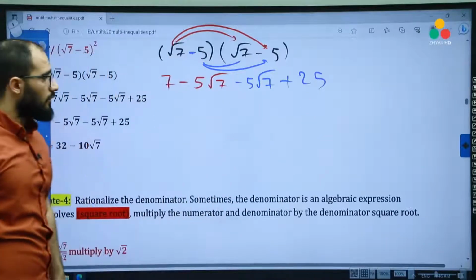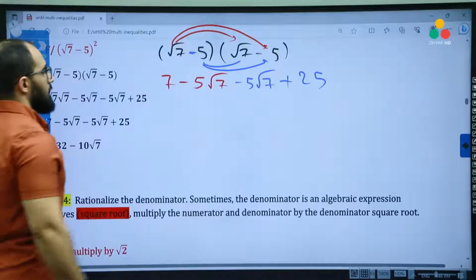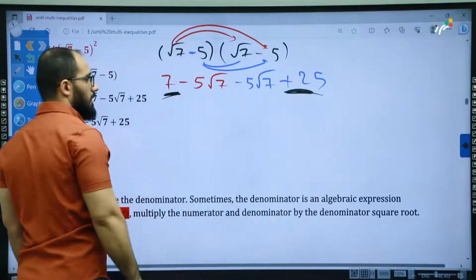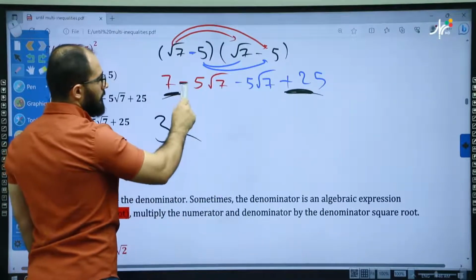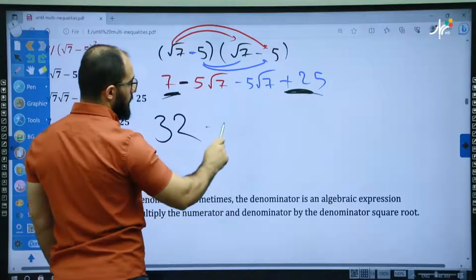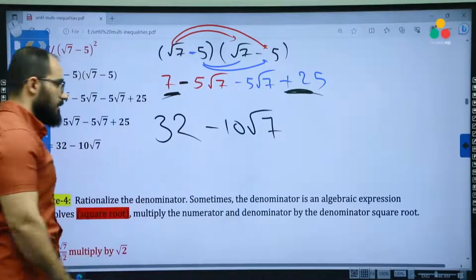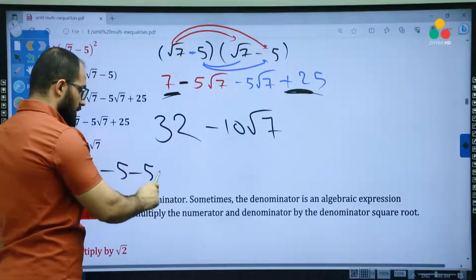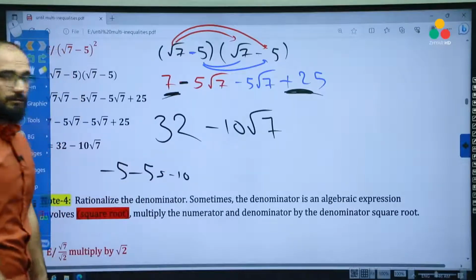Then we are looking for the like terms. The like terms are 7 plus 25. Then it's going to be 32. Negative 5 minus 5, it's going to be negative 10 square root of 7. So this is the result, because negative 5 minus 5 is equal to negative 10. So negative 10 square root of 7.